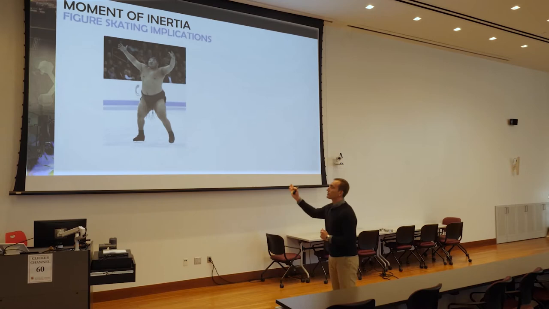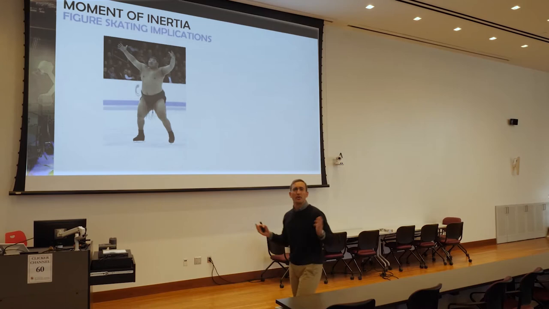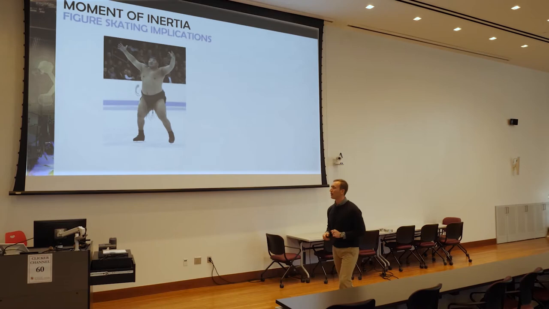Somebody like this, or a sumo wrestler, is much better suited to sumoing and pushing people outside of a circle than they are figure skating. Figure skaters tend to look more like this. Now, why is that the case?